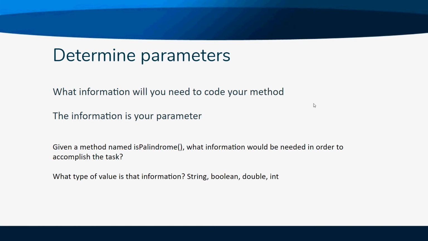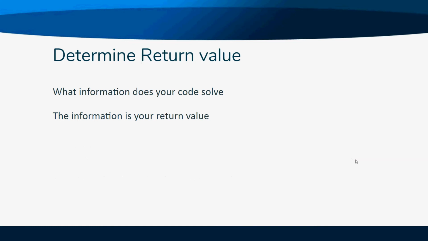Okay, in this case we would need the sentence, whether or not the sentence was a palindrome. In order to find out if something is a palindrome, they need to give us a sentence. So that would probably be of type string. We would have one parameter.